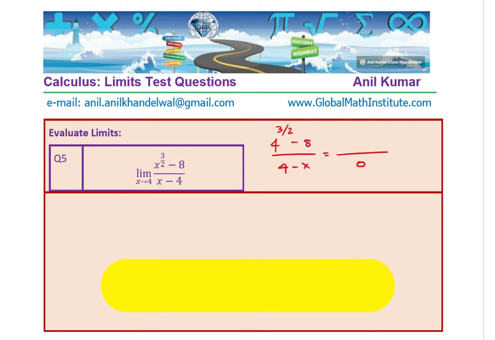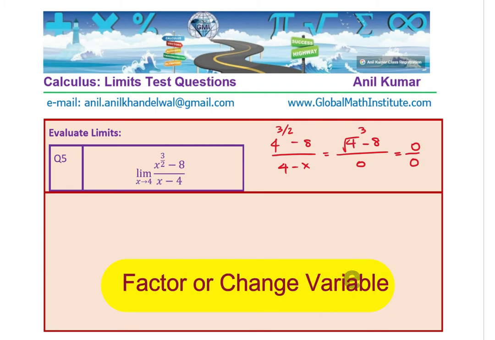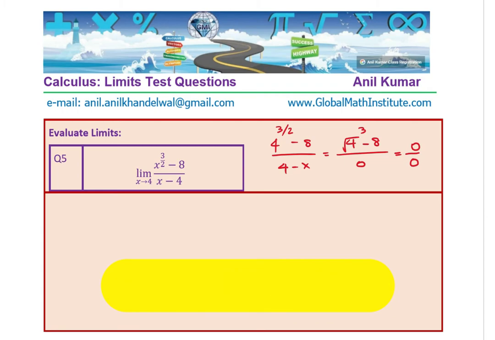But in the numerator, sometimes it becomes difficult to work it out. When I say 4 to the power of 3 by 2, it really means square root of 4, that is 2, and then cube it, correct? Minus 8, and that indeed is 8, and 8 minus 8 is 0. So we do get an indeterminate form, which is 0 over 0. So at this stage, you could actually factor and then do the question, or you could change the variable. So here we will adopt one of the two strategies.